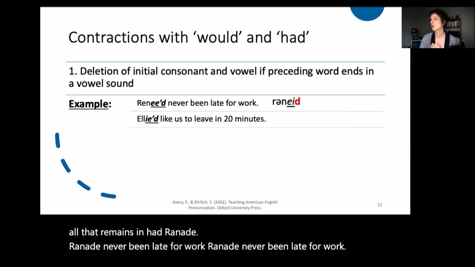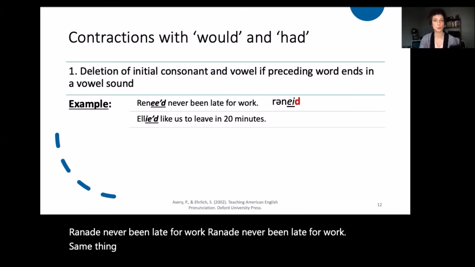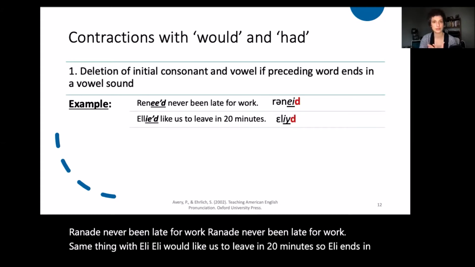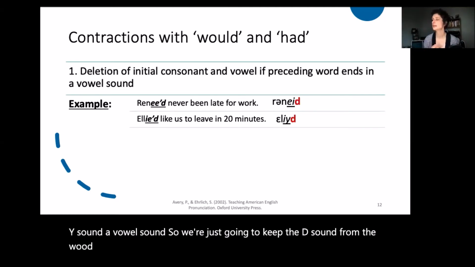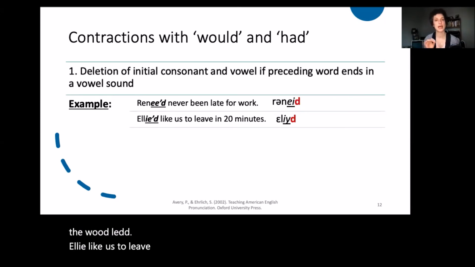Same thing with Ellie. Ellie would like us to leave in 20 minutes. Ellie ends in an E sound, a vowel sound, so we're just going to keep the D sound from the would. Ellie'd like us to leave in 20 minutes.